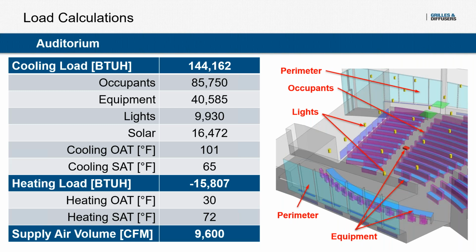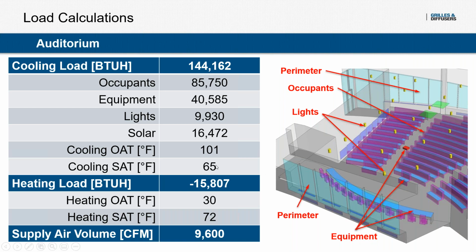So looking at some of the loads for the auditorium, nothing crazy. The total cooling load is just under 150,000 BTUs, a lot of that coming from occupants and the equipment. The equipment in this case, we're assuming is that everybody basically has a laptop, like a modern auditorium where everyone's got some sort of computer. That's people on the stage and in the audience, as well as a projector. Solar load is not too bad. These windows have pretty good shading, and that's included in the model.